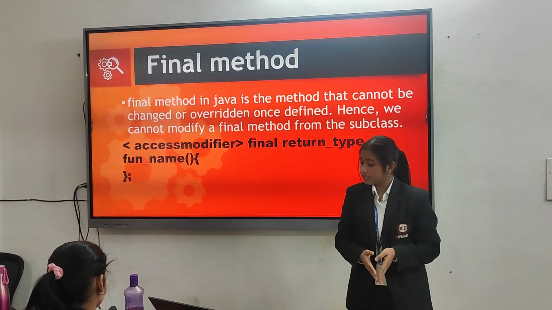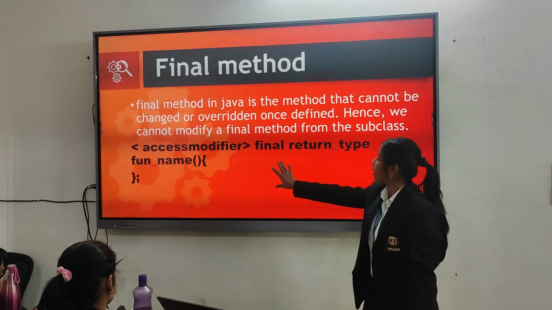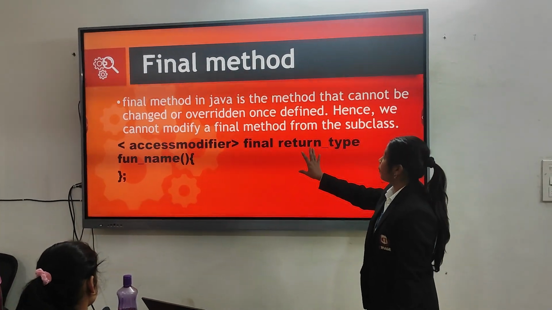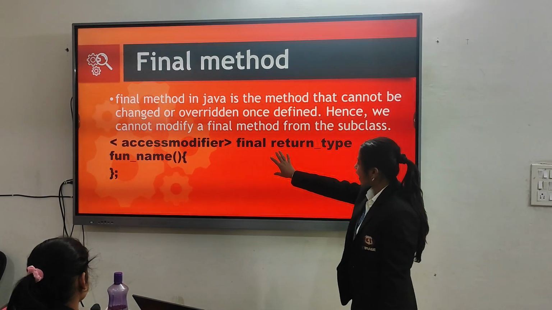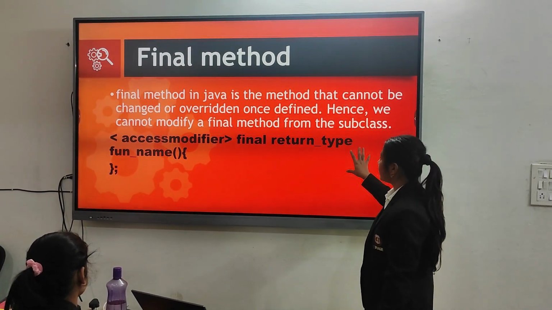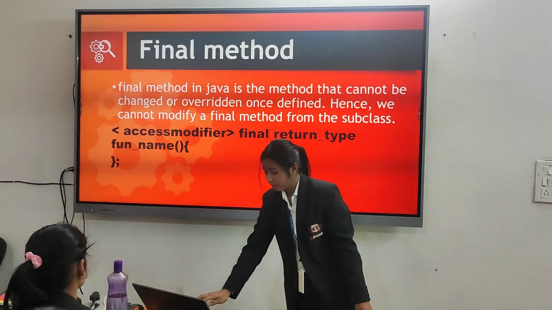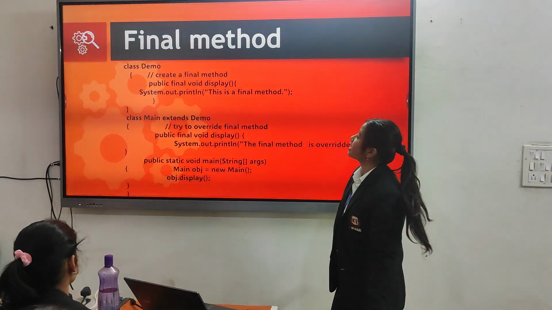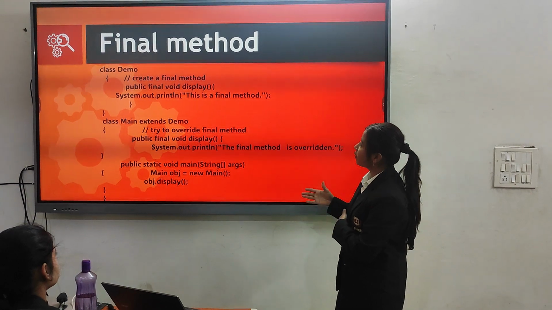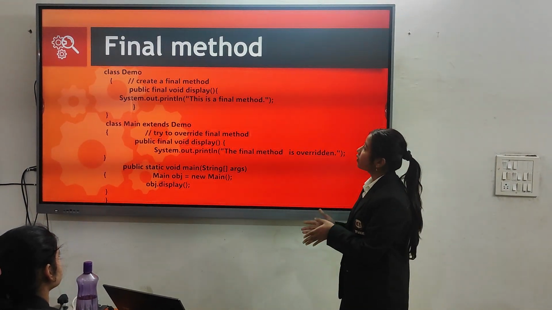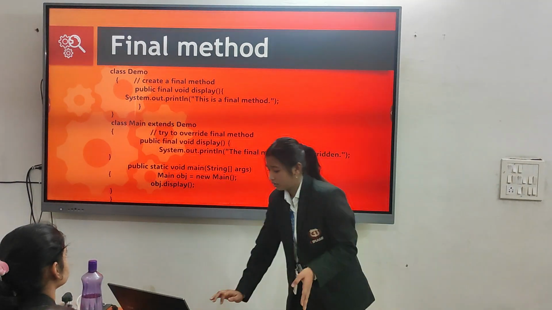So basically, this is the syntax that we have to use to declare a final method: the access specifier, after that we write the final keyword, and after that we write the return type and the function name. I am going to give an example to explain how the final method works in Java.